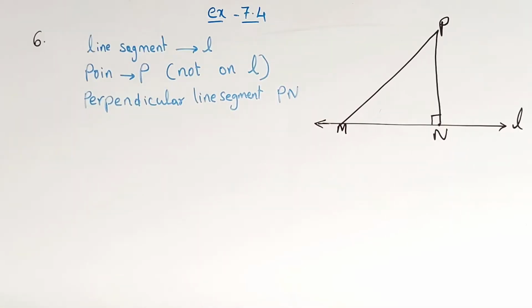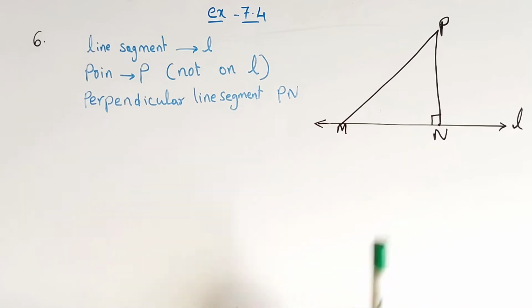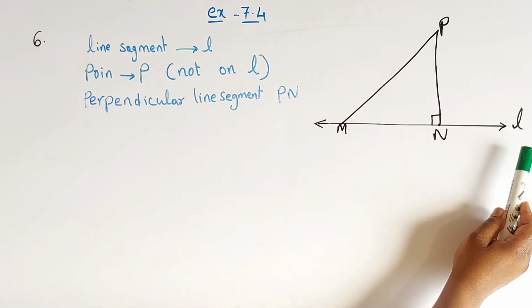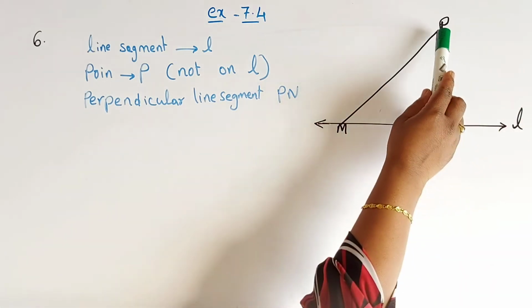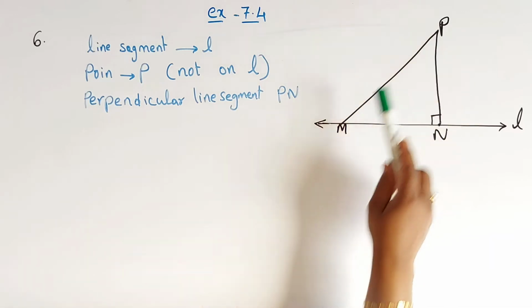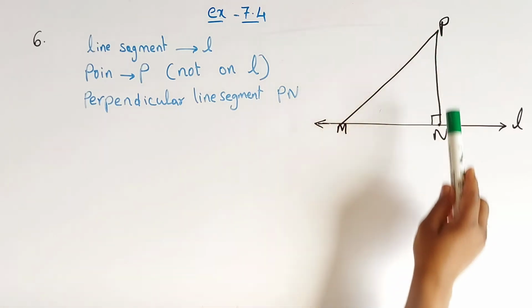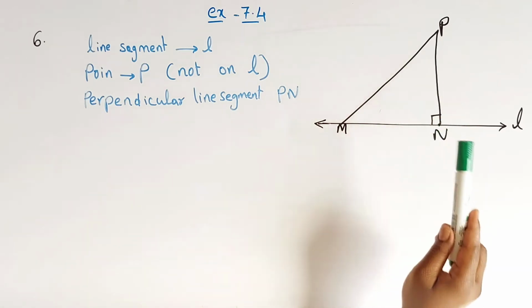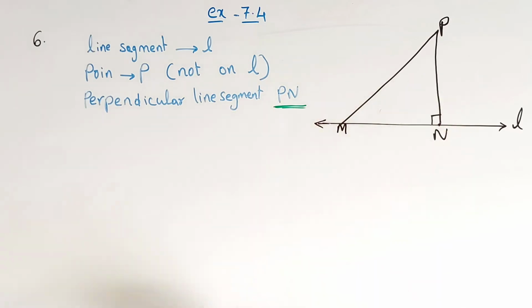Sixth question, children. Show that of all line segments drawn from a given point not on it, the perpendicular line segment is the shortest. Here we took line segment L, children. Point P is not on the line segment, somewhere here. If you draw any two line segments, we have to prove that only the perpendicular line segment is the shortest one. That means we have to prove that PN is the shortest line segment. Okay, children?